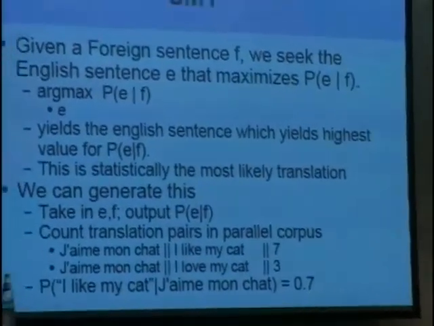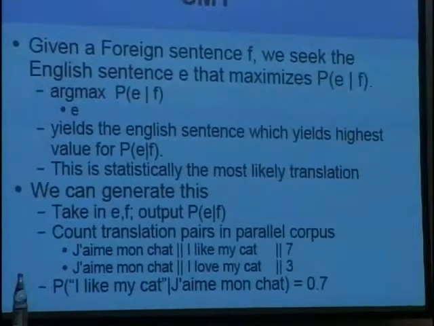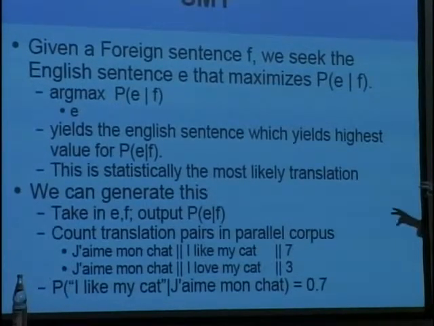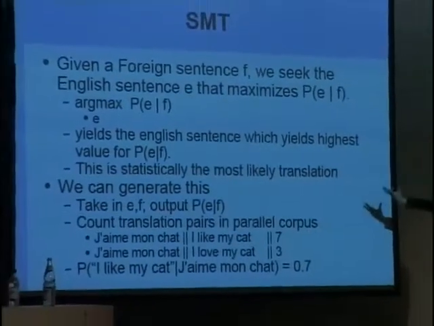So here I'm going to go through a bit of math. This is just to get the symbols a little sticky in your head, and then I'm going to go through this in more detail and come back to this slide. So given a foreign sentence F, we're looking for the English sentence or the target language sentence that maximizes the probability of the English sentence given the foreign sentence. That's this notation here. This will give you the English sentence which yields the highest value for this probability. And this is statistically the most likely translation.